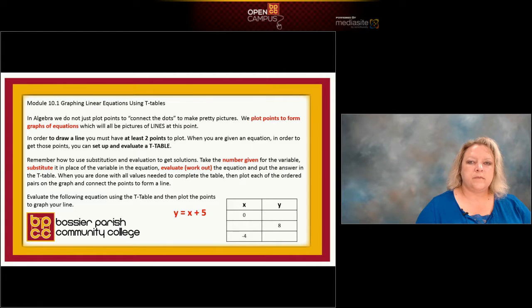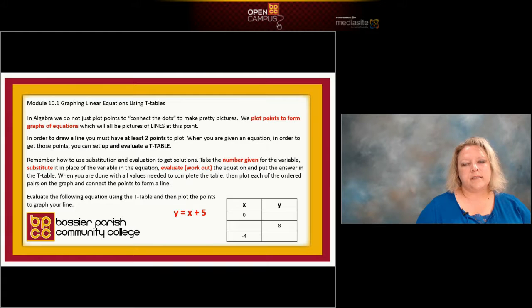Then once we do the substitution, we're going to evaluate that equation. And we're going to solve for whatever letter is left over. Now, when we do this, the answers that we get are going to be ordered pairs. And we're going to plot those ordered pairs on a graph. And then, as long as we did our math correctly, when we graph it, we should be able to connect our dots and make our straight line.